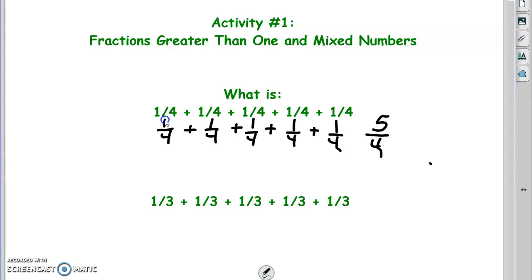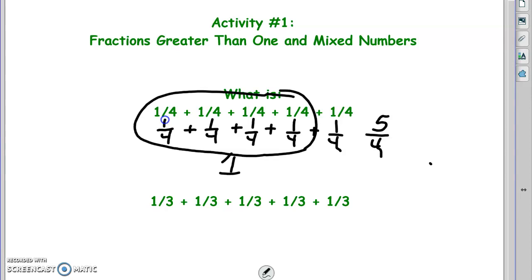So if we have 5/4, how many whole pies is that and how many left over? Well, let's think about it. How many fourths are going to be in one whole? If you have a pie cut into 4 pieces and you eat the whole thing, how many fourths have you eaten? All 4. Right? Because 4/4 would be one whole. So I'm going to circle these 4/4. This is my one whole. And what do I have left over? 1/4.